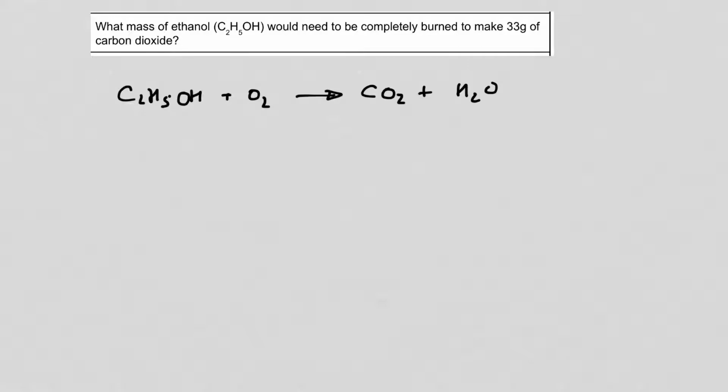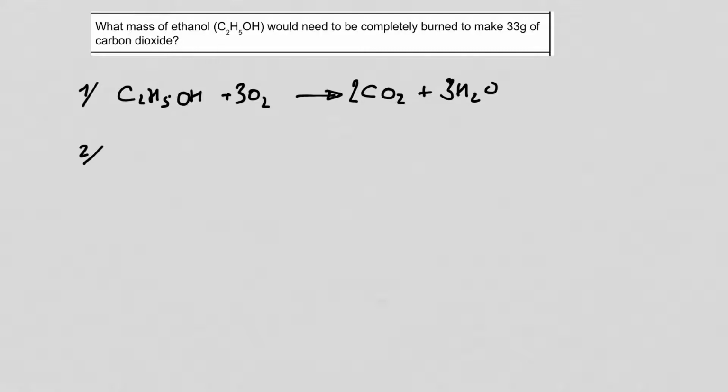To balance it, we need to do this. We've got 2 carbons on the left-hand side, so we need 2 carbons on the right-hand side. We've got a total of 6 hydrogens here, so we need 6 hydrogens on the right-hand side, which means doing that. And if you look over here, we've got 4 plus 3 oxygens, which is 7 oxygens. One of those oxygens is here, which means 6 need to be here, which is why we're at 3. 3 pairs of oxygen atoms is 6.